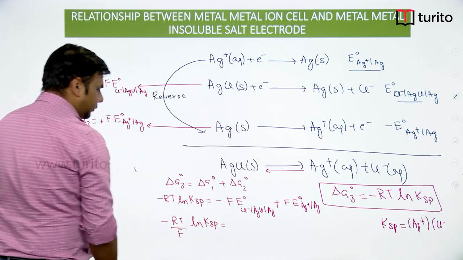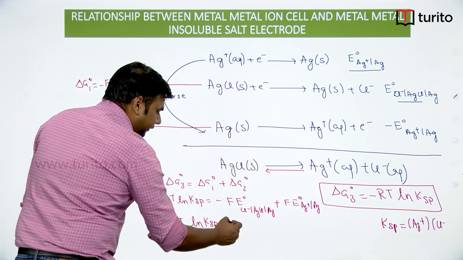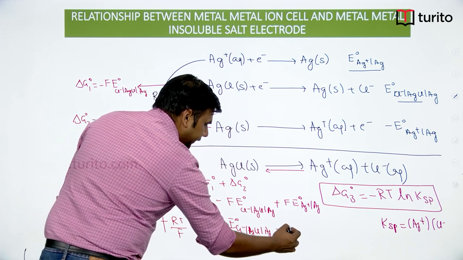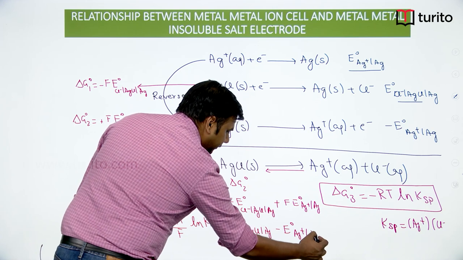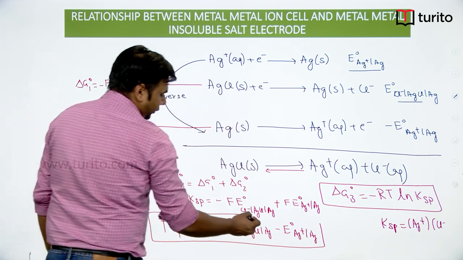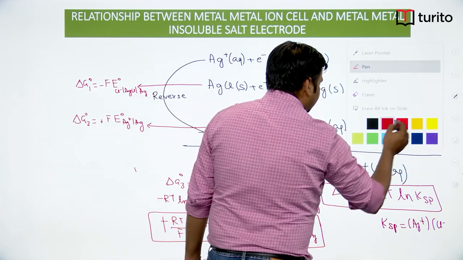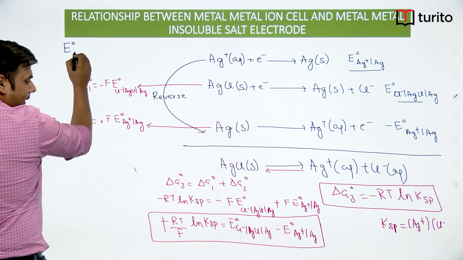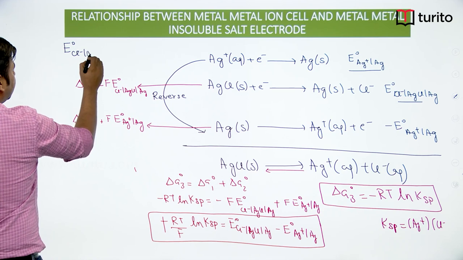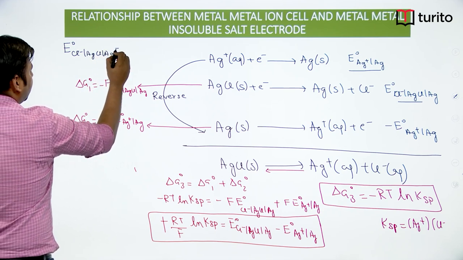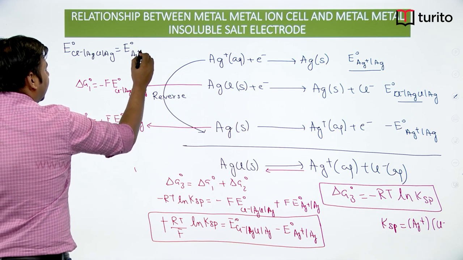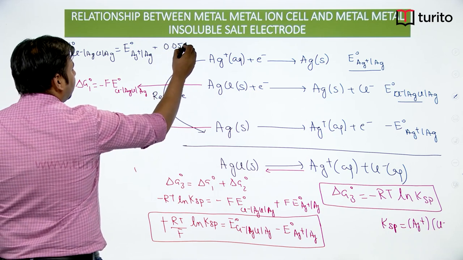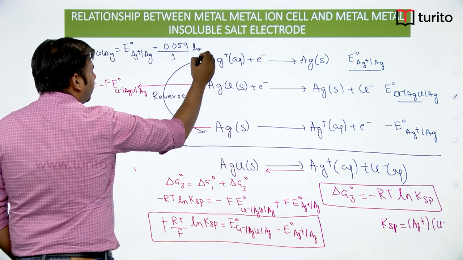Okay, I will take this term over here, so I will just cancel out the negative sign, so this will become E naught Cl negative AgCl Ag minus E naught Ag plus into Ag. Okay, so this is the expression that we are getting now. Okay, so I will just simplify this expression. Now, I will say that E naught of Cl negative AgCl changing into Ag is equal to E naught of Ag plus Ag plus RT by F, we know is 0.059 upon 1 log of Ksp.